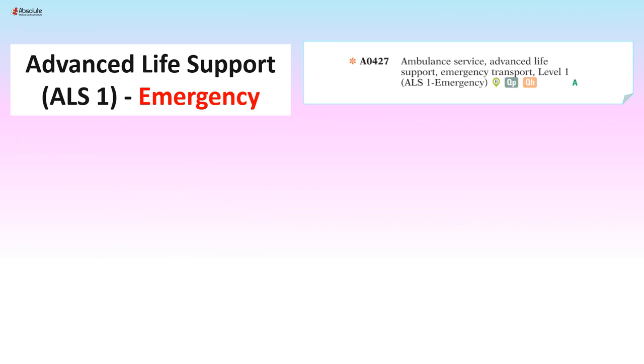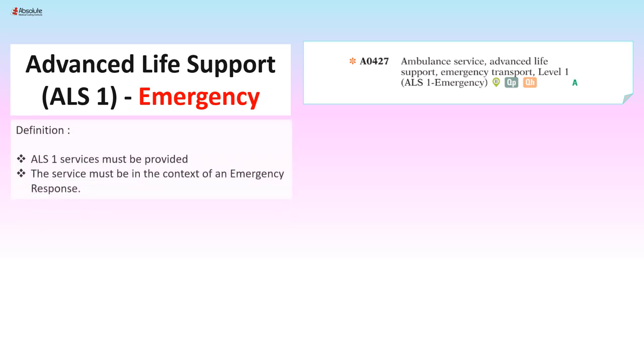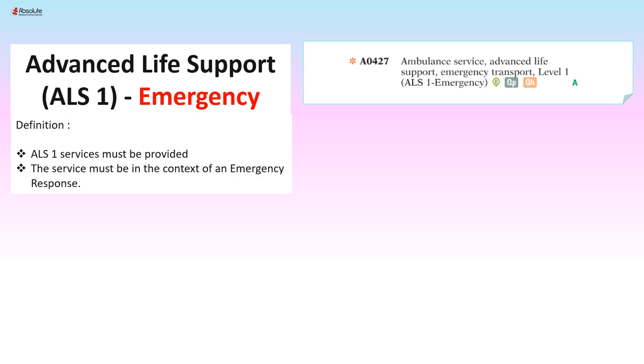And just like the basic life support, which can be in an emergency context, there is also a code for an ambulance service for advanced life support emergency transport level 1. This is when, medically necessary, the provisions of the ALS1 service that we just went over are in the context of an emergency response. An emergency response is one where, at the time of the ambulance provider or supplier's call, the response is immediate, or the ambulance provider or supplier begins as quickly as possible to take the steps necessary to respond to the call.